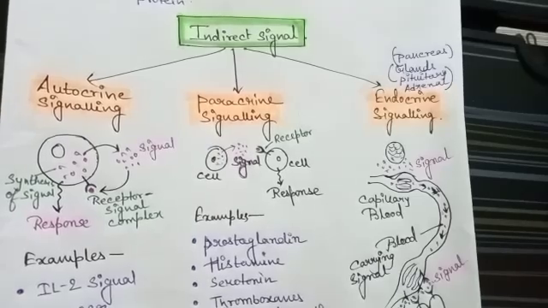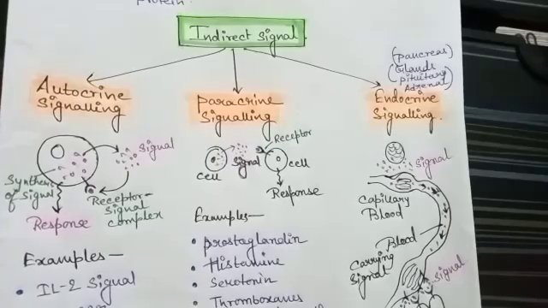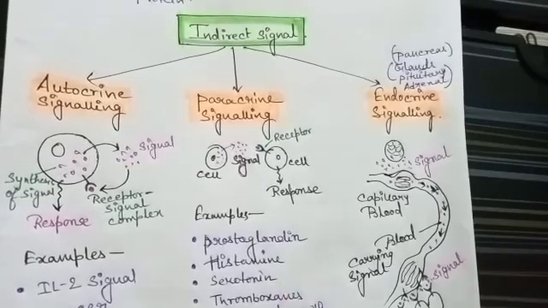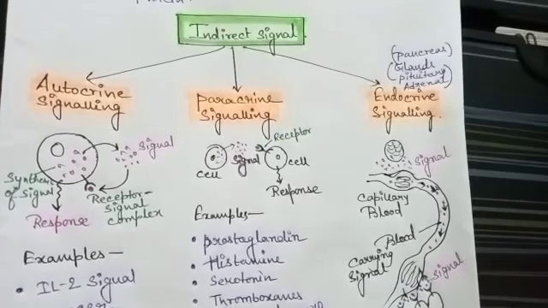Examples of this paracrine signaling are prostaglandin, serotonin, histamine, thromboxanes, leukotrienes. Prostaglandin, serotonin, histamine, these three are generally local signaling molecules that are responsible for inflammation, whereas thromboxanes are for blood clotting, and there are several growth factor signaling molecules. Those are epidermal growth factors, nerve growth factors, platelet derived growth factors.